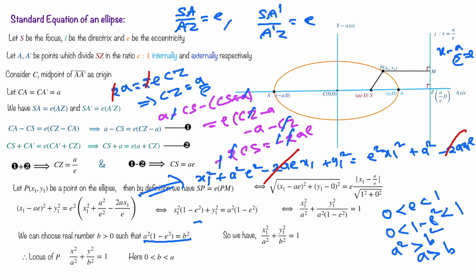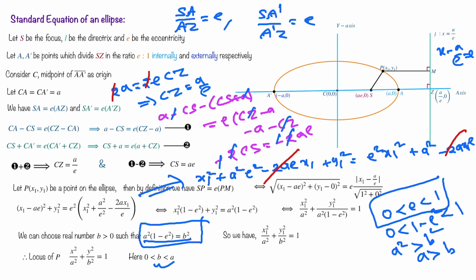Okay? So if this is the relation between a, b and e, then we must have b less than a, as we know eccentricity is less than 1. So the locus of P, we got x square by a square plus y square by b square equal to 1, here 0 less than b less than a. So this is the standard equation of an ellipse. Here b less than a. This is the one standard equation of an ellipse.